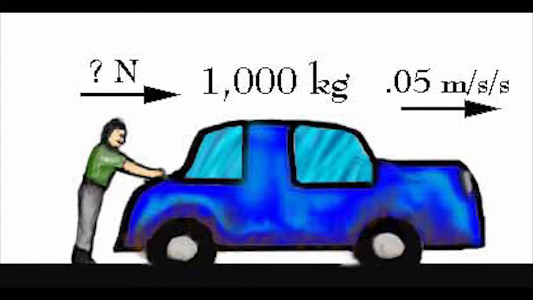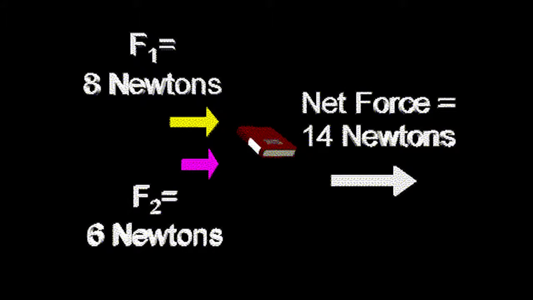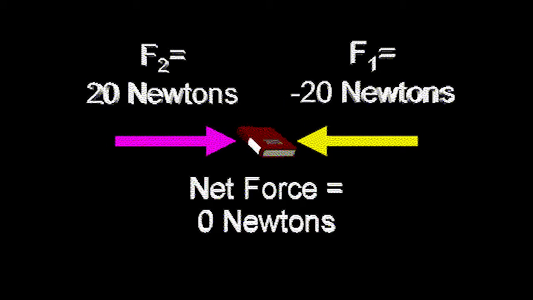Newton's second law is considered one of the most important laws in physics. It is really important that you master this law. It states that net force equals mass times acceleration. In other words, the acceleration of an object produced by a net force is directly proportional to the magnitude of the net force, in the same direction as the net force, and inversely proportional to the mass of the object. An important thing to note is that net force is the vector sum of all the forces acting on an object.